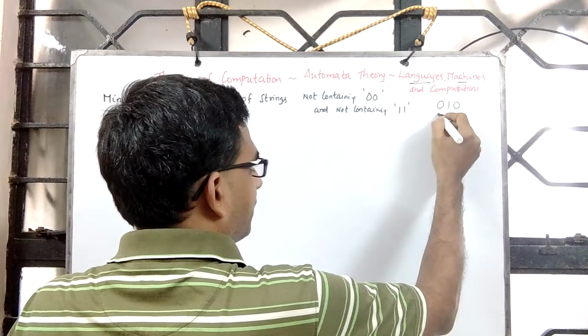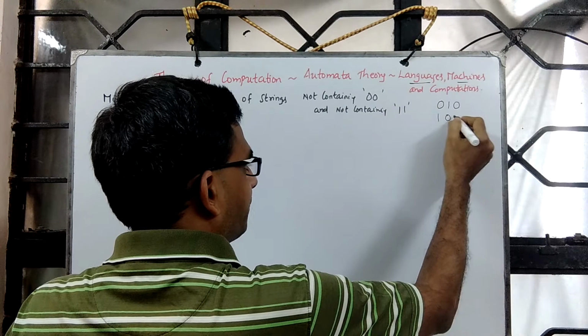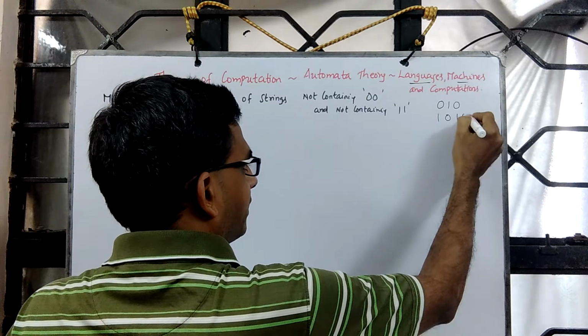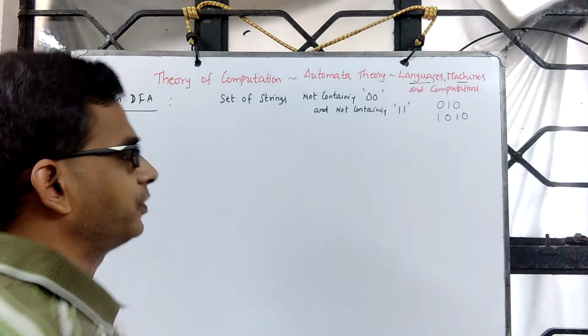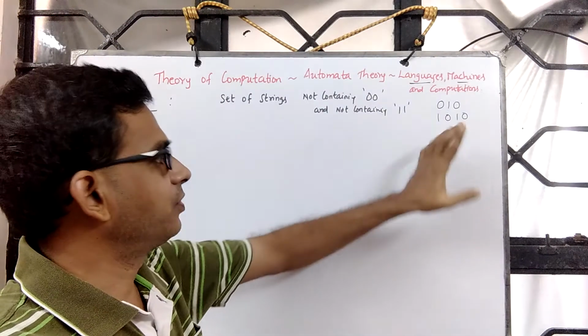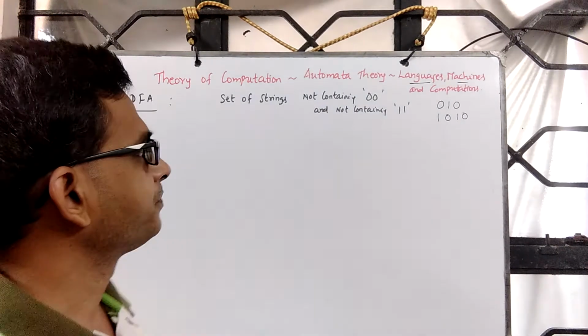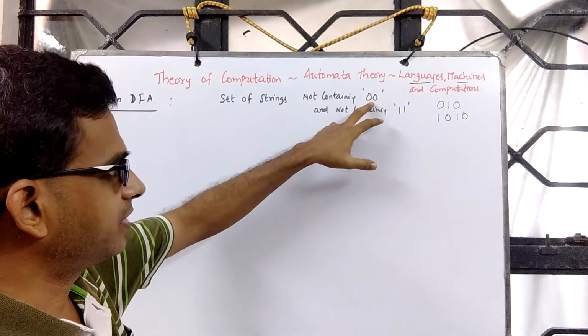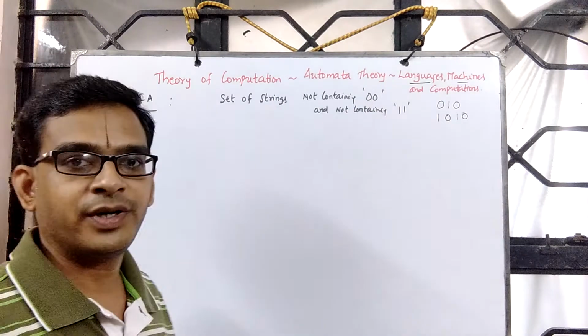Or you start with a 1, the next one must be a 0. Either you stop or you read the next one. Stop or read 0. So you get to see that the 0101 pattern or the 1010 pattern is all possible. And any other pattern is not allowed because it will have 00 or 11 in it.